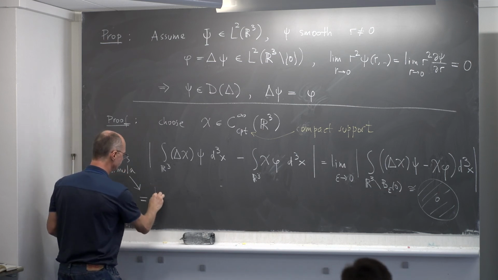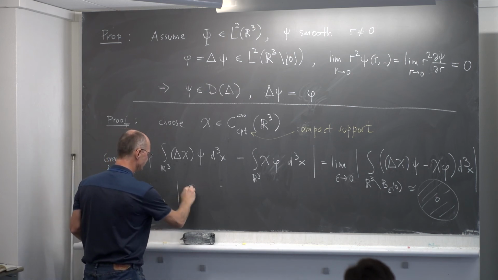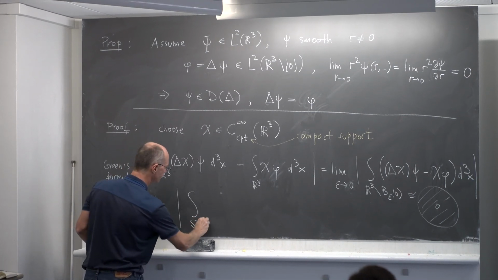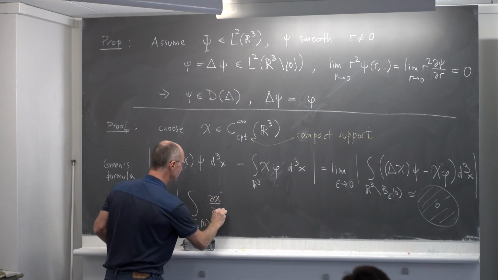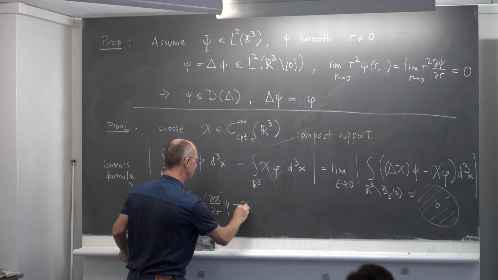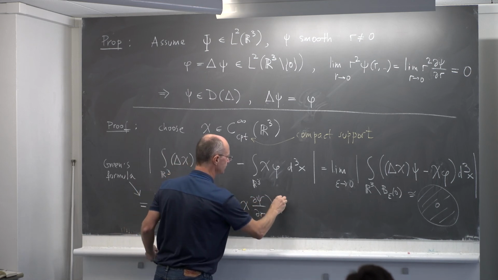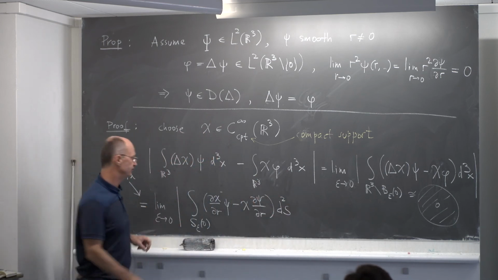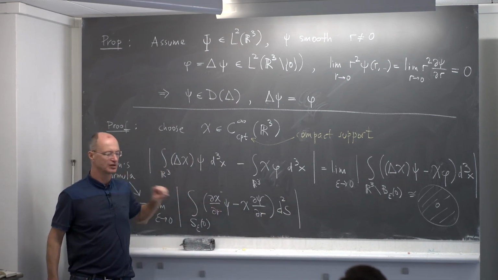And here I must admit I never know what's the correct sign. Maybe someone here knows the correct sign. So that's over the sphere of radius epsilon. And here I will have d chi over dr psi minus chi d psi over dr. And here the area integral over the surface of the sphere, right? So that's how the Green's formula looks like.